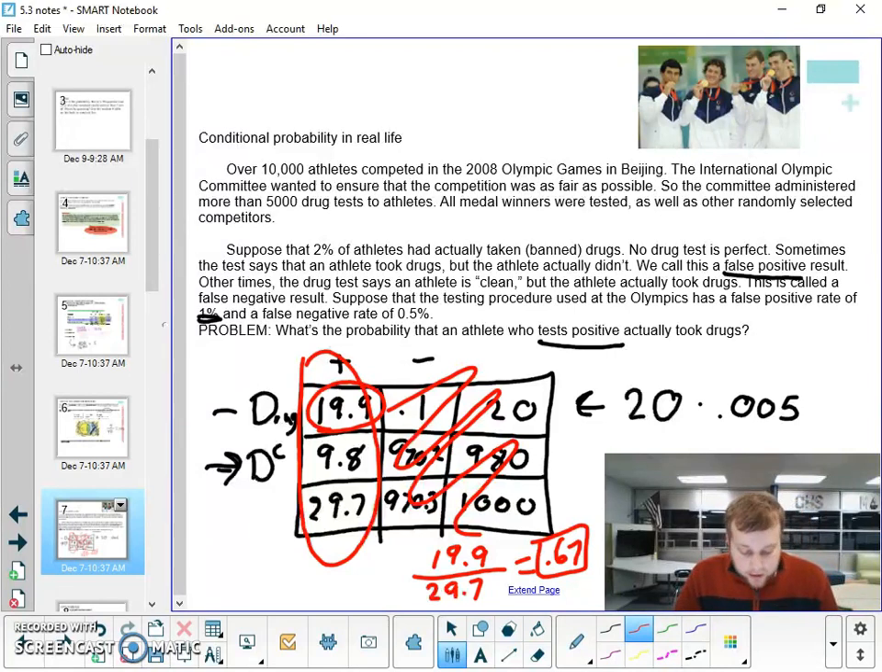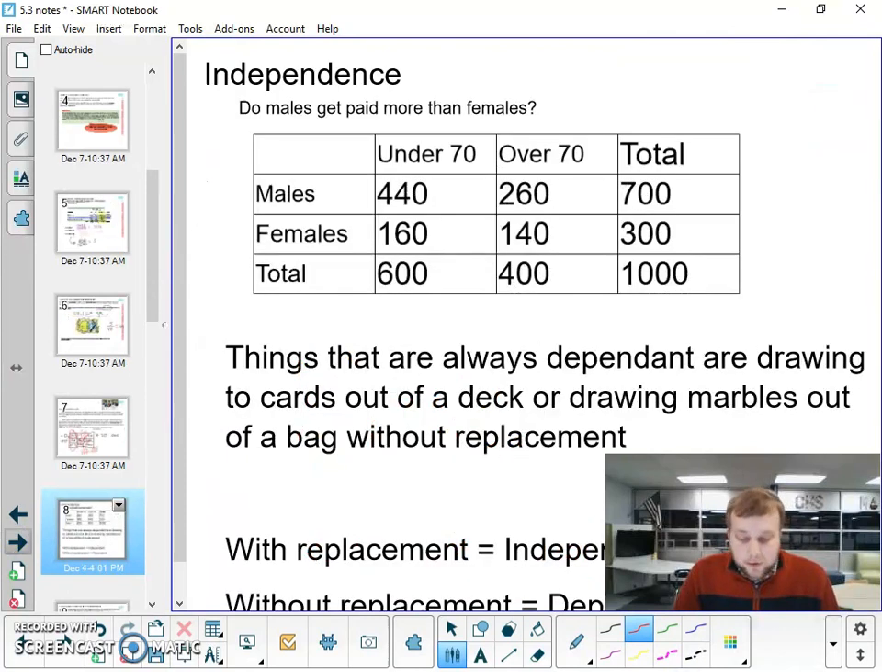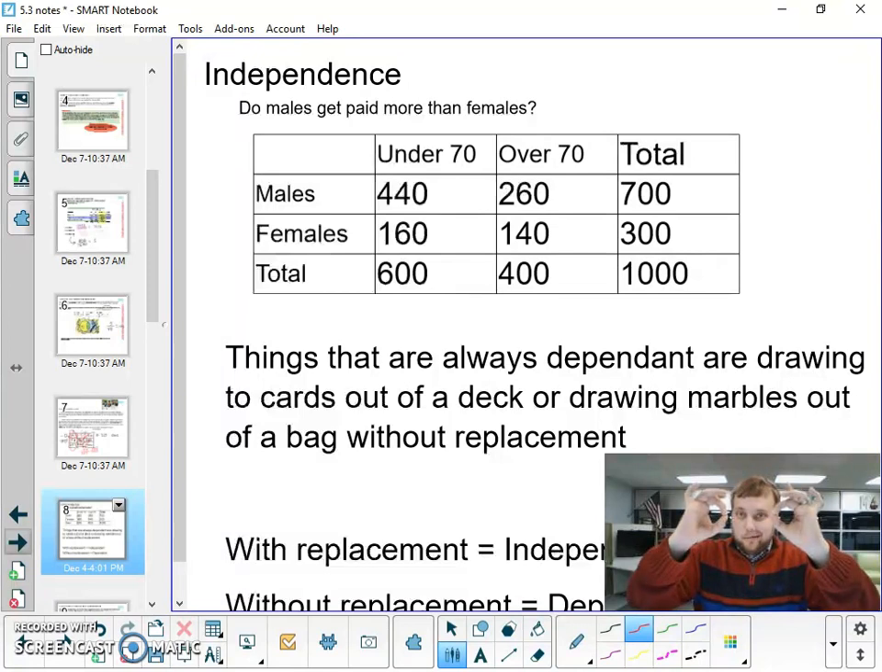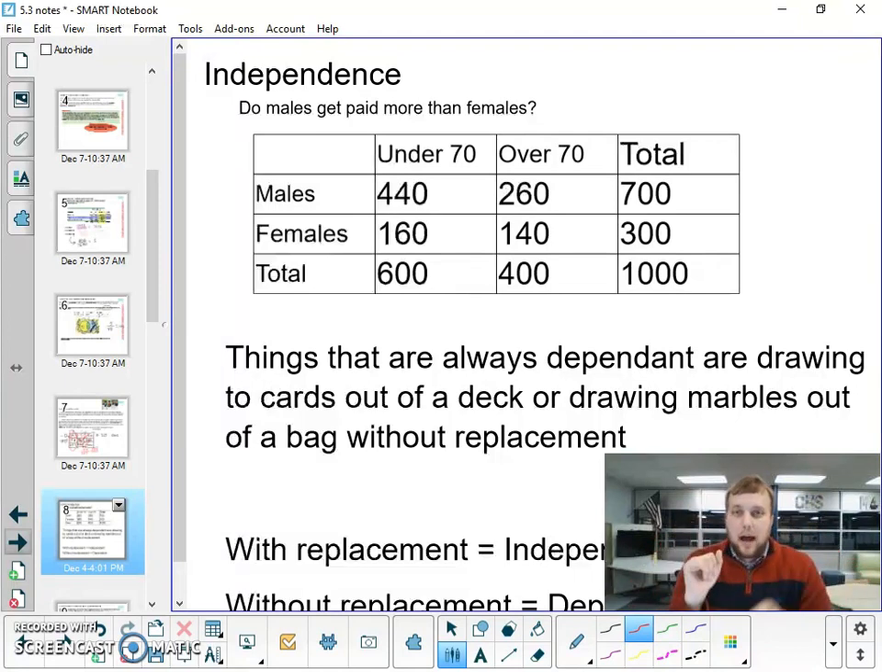All right. Now, I only have 4 minutes to talk about independence. So, what is independence? Now, a lot of people get this confused with mutually exclusive. Remember, mutually exclusive. Here's your Venn diagram. Mutually exclusive means they're not together at all, right? Okay, they share nothing in common. Independence means one does not affect the other. Doesn't mean that they don't share anything in common. It just means that one does not affect the other.